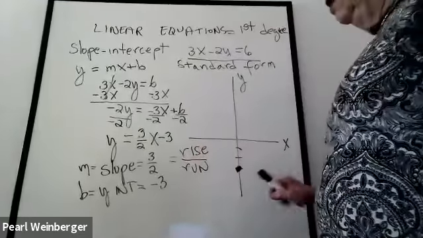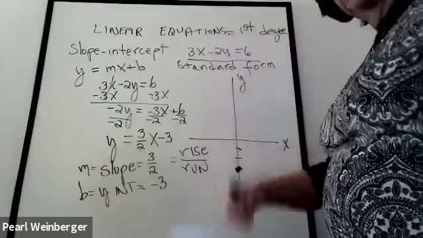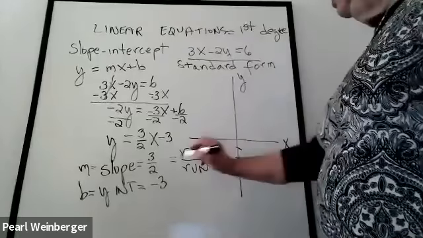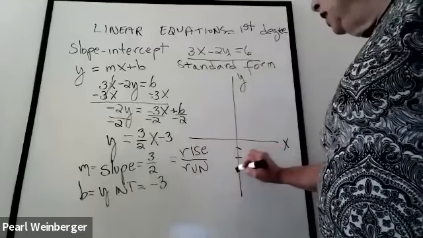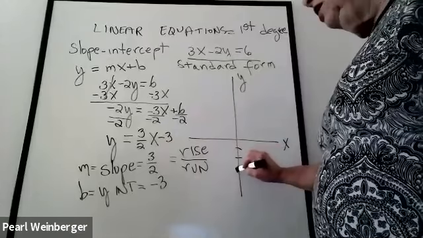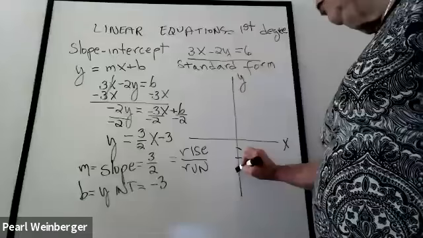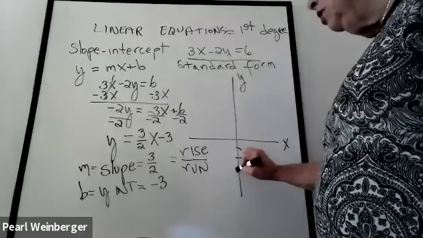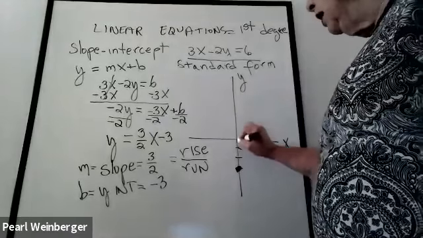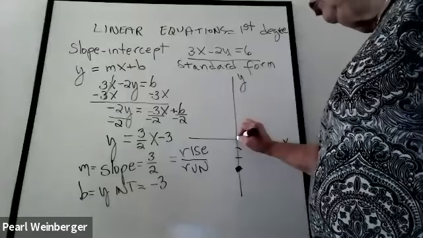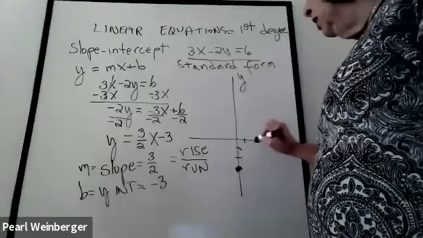So what the slope tells you is how to get from one point on the graph to another point on the graph. Let's say my slope is 3 over 2. The first point I know on this graph is the y-intercept of negative 3. Starting at that point, I'm going to use the slope to get to another point. I'm going to rise 3, so that means go up 3. And I'm going to run 2. Run means go to the right. 1, 2. That will get me to a second point.